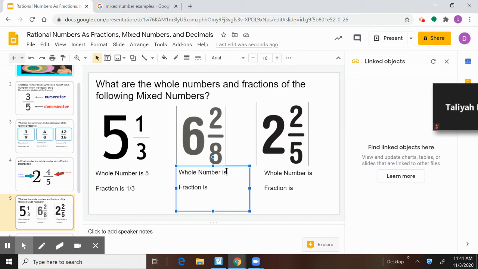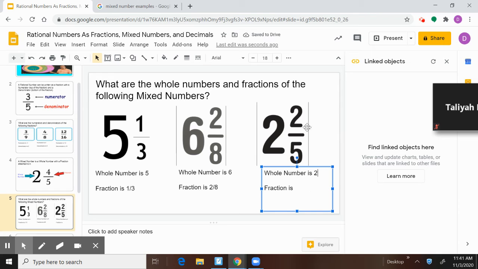Then we have 6 and 2/8. The whole number is 6. Fraction is that 2/8. We have over here 2 and 2/5. The whole number is 2. Fraction part is the 2/5. Okay, so that's how we look at rational numbers as mixed numbers, with the whole number and the fraction attached.